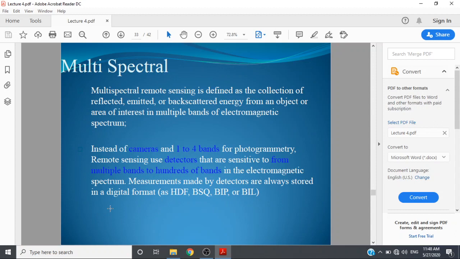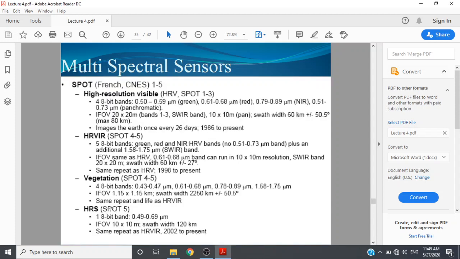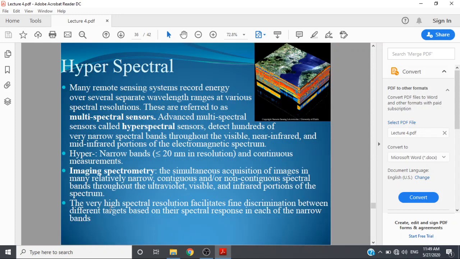Multispectral remote sensing is defined as a collection of reflected, emitted or backscattered energy from an object or area of interest in multiple bands of the electromagnetic spectrum. Instead of cameras and 1 to 4 bands of photogrammetry, remote sensing uses detectors that are sensitive to multiple bands up to hundreds of bands in the electromagnetic spectrum. Measurements made by detectors are always stored in a digital form as HDF, BSQ, BIP, or BIL. Multispectral sensors are Landsat, Thematic Mapper, Enhanced Thematic Mapper, SPOT, HRVIR, Vegetation, HRS.